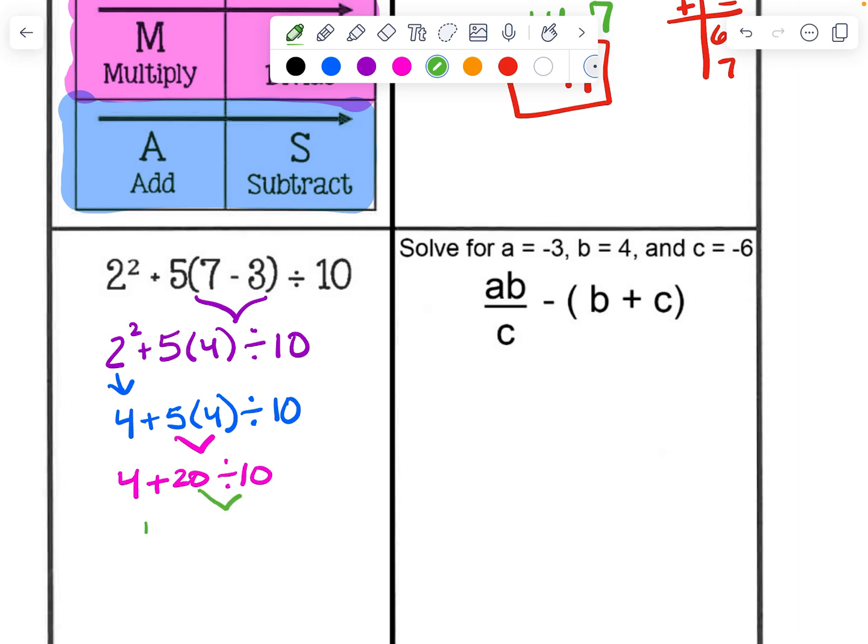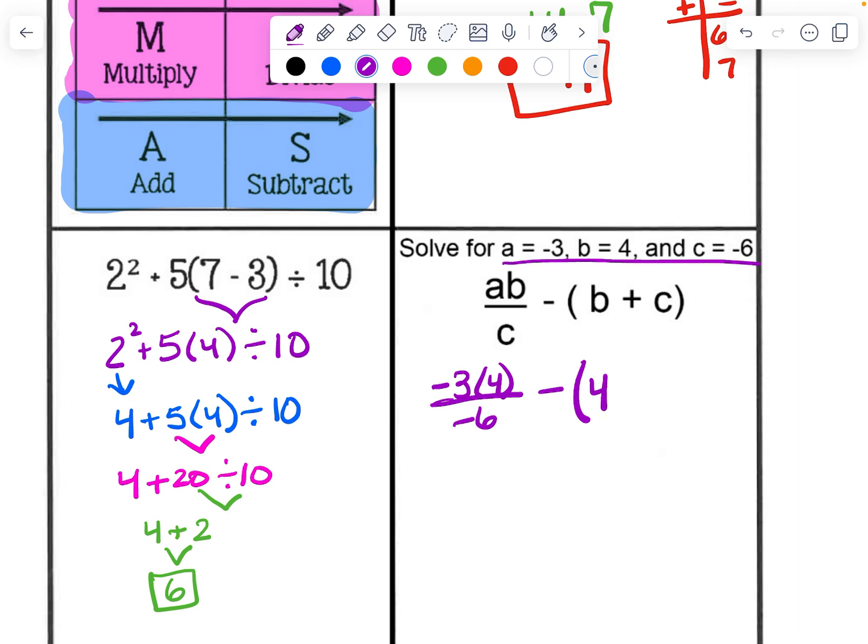For my next one here, I have some variables that need to be replaced with the numbers. So A is negative 3 and B is 4, and AB means A times B. So I'm going to use parentheses to show multiplication, divided by negative 6, and then in parentheses we have B, which is 4, and C, which is negative 6. So using my order of operations, I'm going to do parentheses first and make this a negative 2, because on my scoreboard I have 4 positives and negatives, so that's 2 more negatives than positives. I'm going to keep that in parentheses just so it's separate from the subtraction sign.